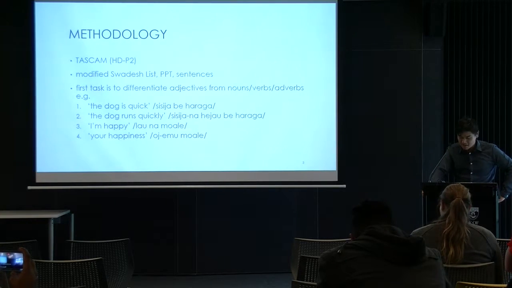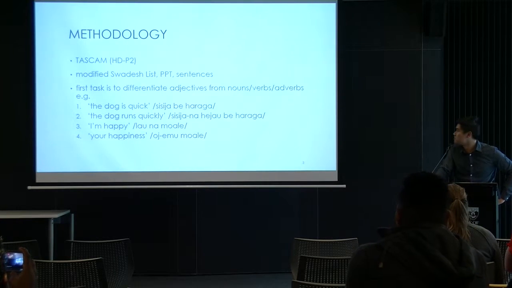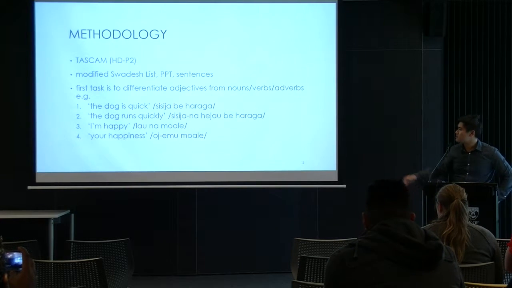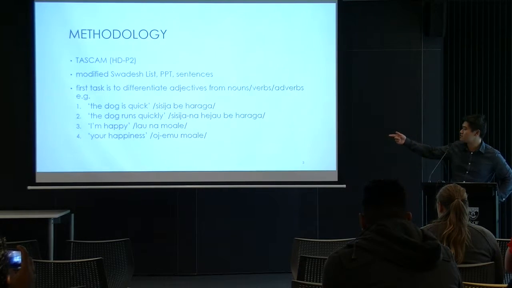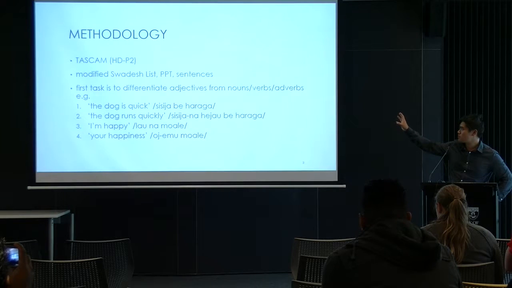To look at adjectives, the first thing we have to do is differentiate them from other classes of words: nouns, verbs, and adverbs. As you can see in the first sentence, the dog is quick. So it's Sia be haraga. And the second sentence, the dog runs quickly. So haraga, quick, here can be predicative, the dog equals quick, or quick is an adverb, so it modifies the verb.